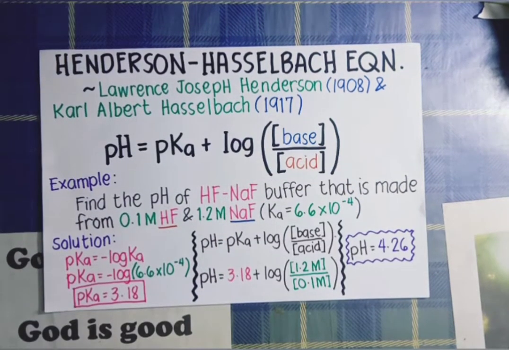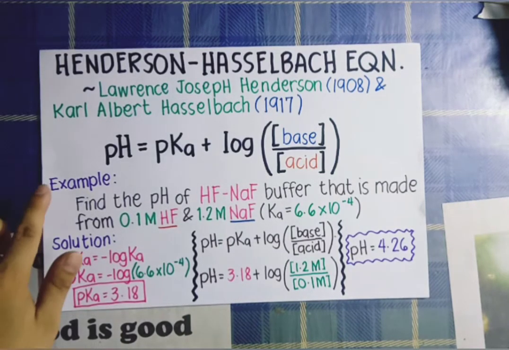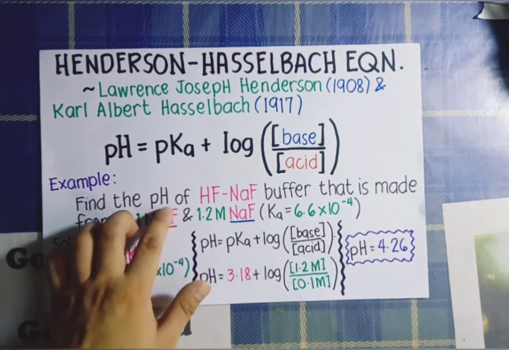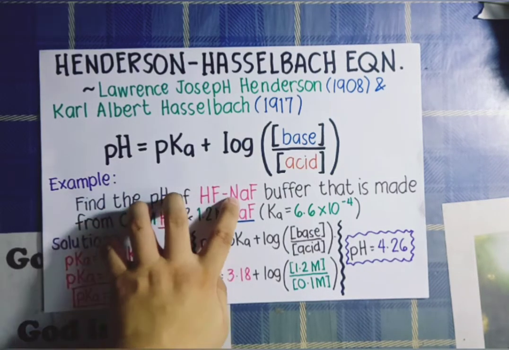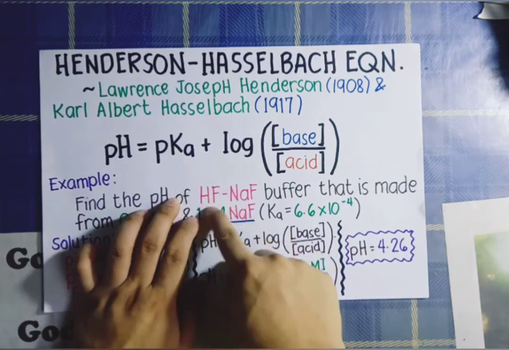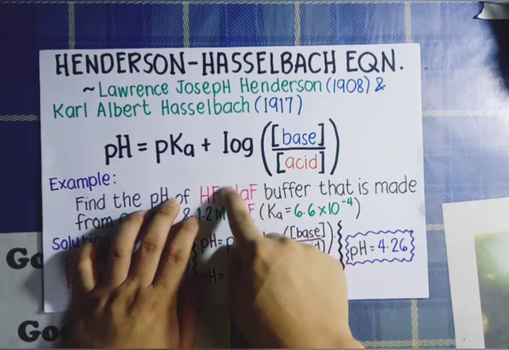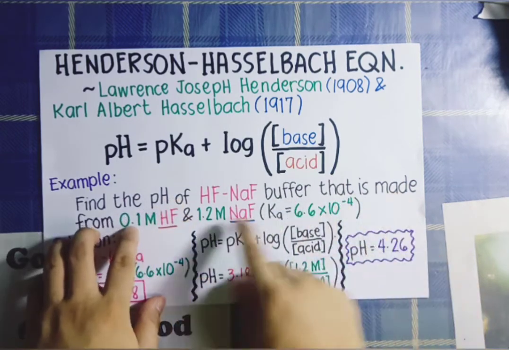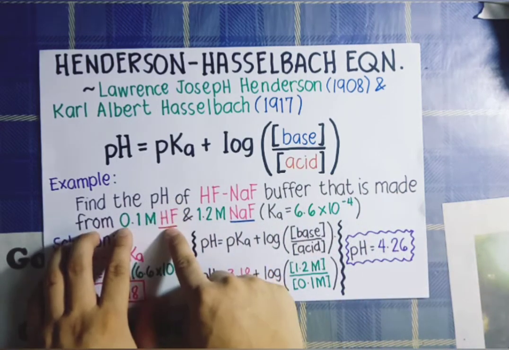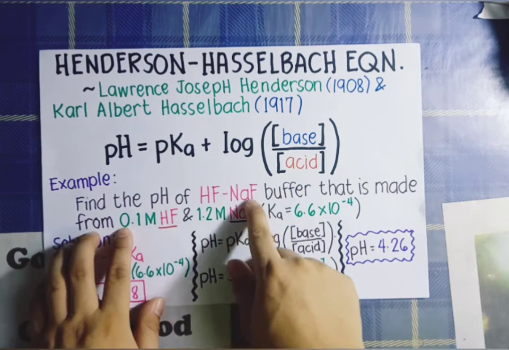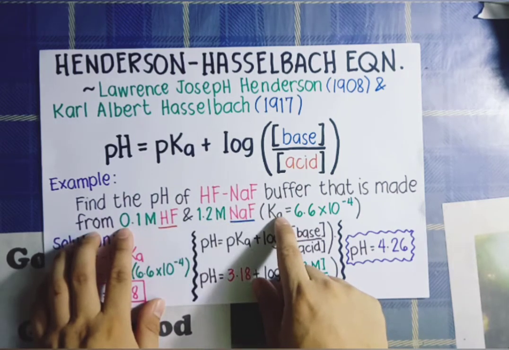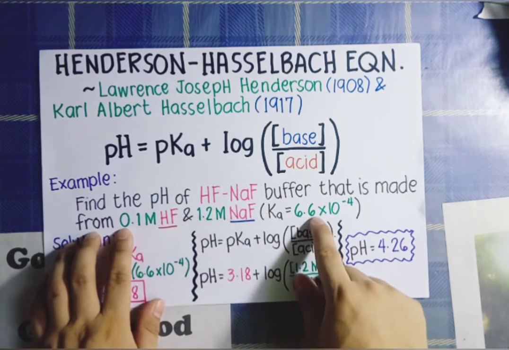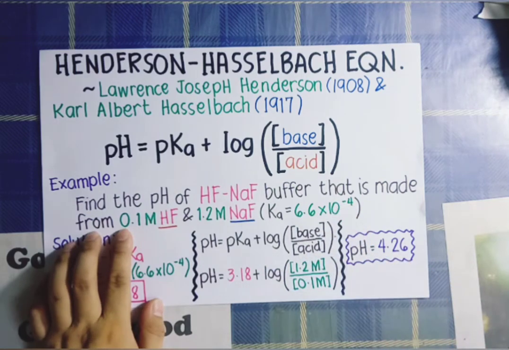Now, to give you an example of how we can use the Henderson-Hasselbalch equation in finding the pH of a buffer solution, let's have the first example. Find the pH of a hydrofluoric acid sodium fluoride buffer. In this case, hydrofluoric acid is of course the acid, and sodium fluoride is the base. The buffer is made from 0.1 molar hydrofluoric acid and 1.2 molar sodium fluoride. The dissociation constant of hydrofluoric acid is 6.6 times 10 raised to negative 4.